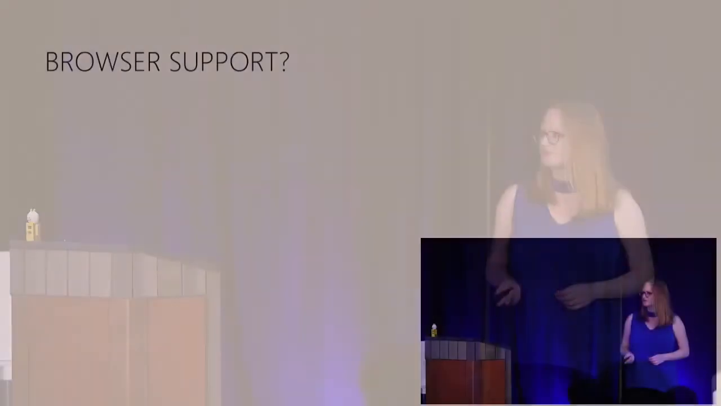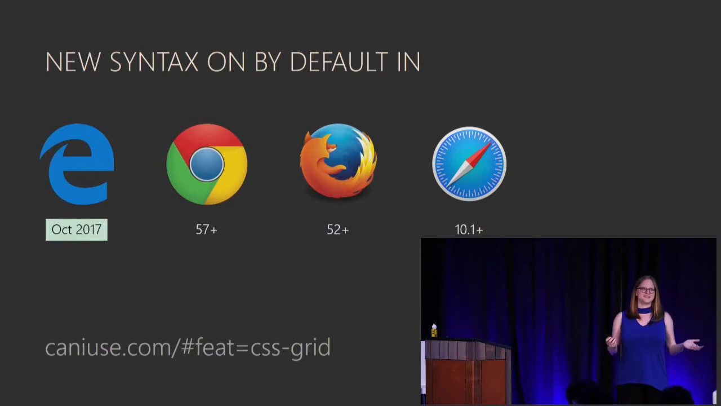All right, so a couple questions come to mind when we talk about CSS Grid. So for example, what about browser support? I'm really excited to share that browsers have really rallied around this feature. Like, we know that we needed it, and we're really excited to ship it. So Microsoft Edge, we will have the new syntax, as I said, in October 2017, so next month. And Grid is also shipped in Chrome, Firefox, and Safari.